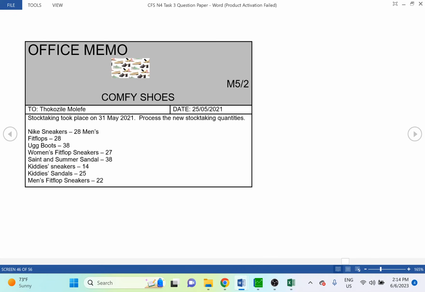Now we go to the second one. Directed to Thokozile Molefe, date 25 May 2021. Stock taking took place on the 31st of May 2021. Now the relevant journal for this will be Inventory Journal. We're going to record this under Inventory Journal. Our reference will be M5/2.